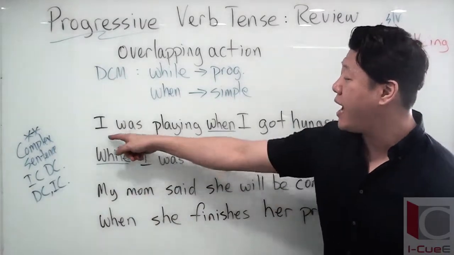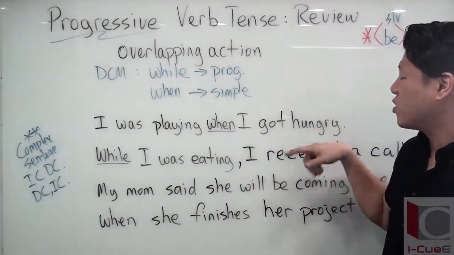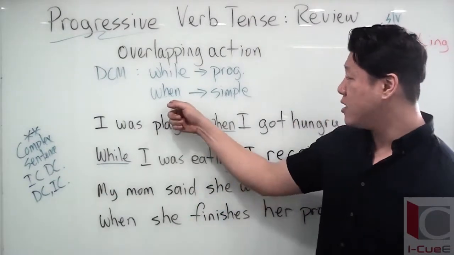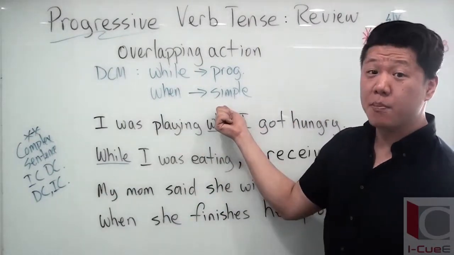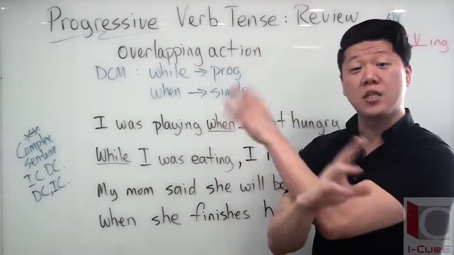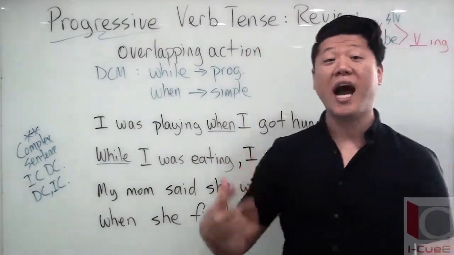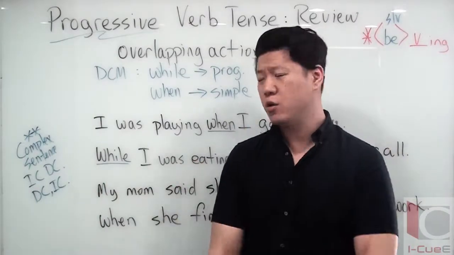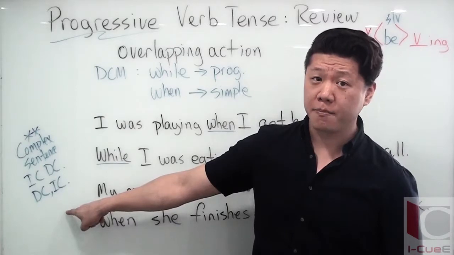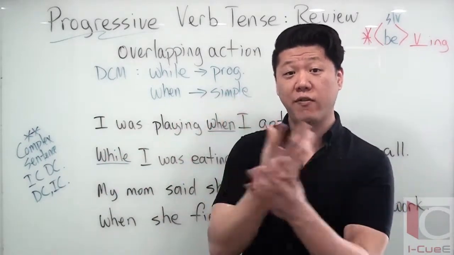I'm not going to say I was playing while I got hungry. That doesn't work, okay? You need to use when if you're going to put it with a simple sentence. So, I was playing when I got hungry. You could switch this. When I got hungry, I was playing. And that makes sense too, because you could have IC, DC, or DC, comma, IC, right? You could just move the clauses back and forth.